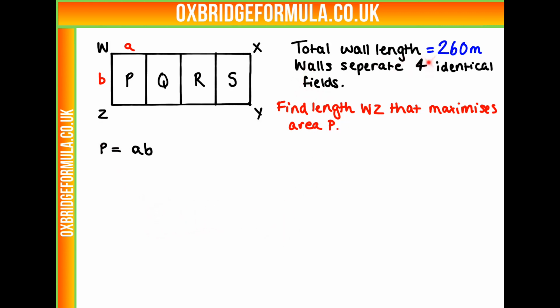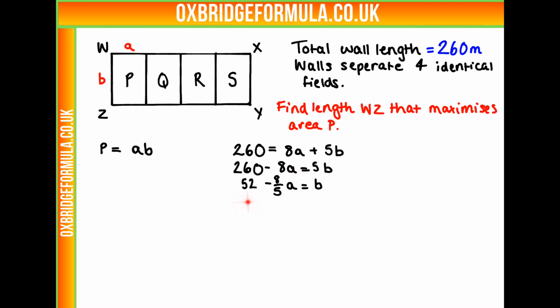Well, we know the total wall length is 260 metres, so we can work out the wall length in terms of A and B and make it equal to 260. So that's 260 equals 8A, so all these sections at the top and bottom here, plus 5B, so that's 1, 2, 3, 4, 5. So that's our total there. Now we can rearrange this to solve for A or B. Let's start with taking 8A away from each side, and then we can divide through by 5 to get us 52 minus 8 over 5A equals B. So now we have our value for B.